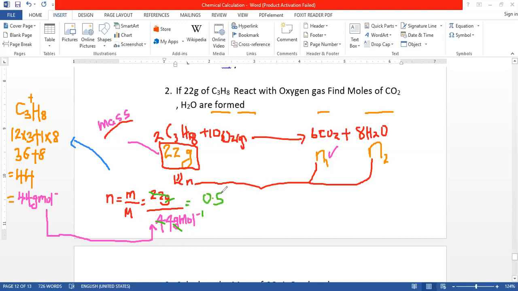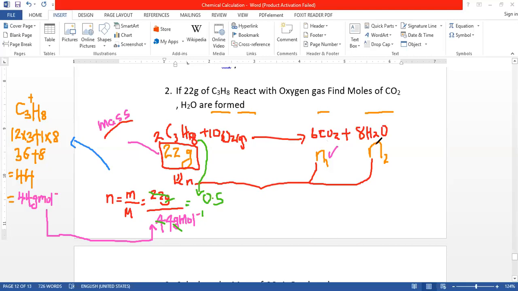Which mole is this one? Whose mole is this? The propane mole, 0.5. This is the idea. If they give mass and ask for moles of carbon dioxide, you should count this first mole, right? So C3H8 here is 0.5 mole. They are asking what? Carbon dioxide mole and water mole. How to find this? That is the thing you must know. Right, let's move to the ratio now.